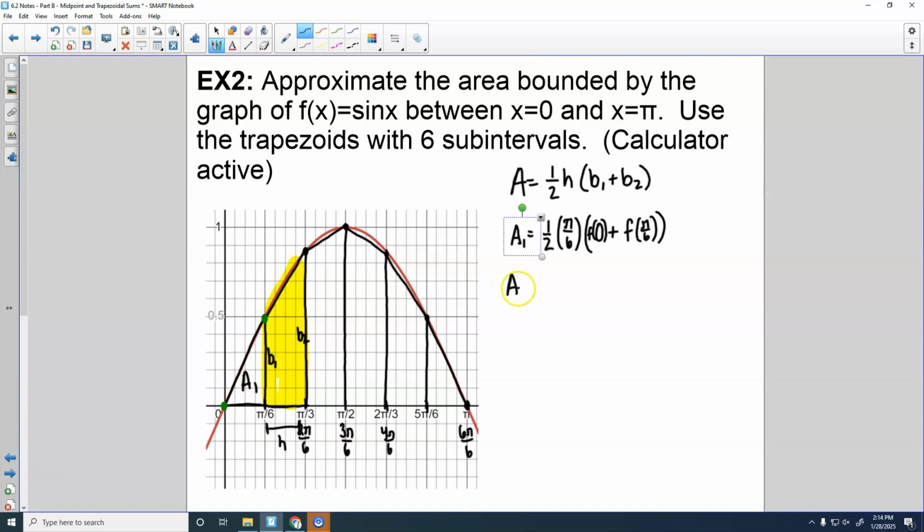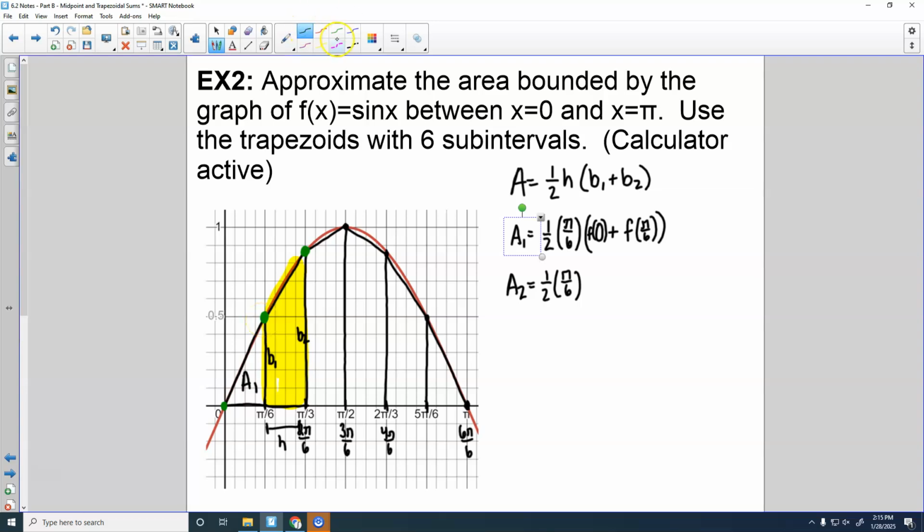So my second area would be 1/2. The width is still going to be pi over 6. We're going to see that show up over and over and over again because we have equal increments here. So for the second triangle or trapezoid, which is the one I have shown, we are looking at base 1 and base 2 being this point and this point.